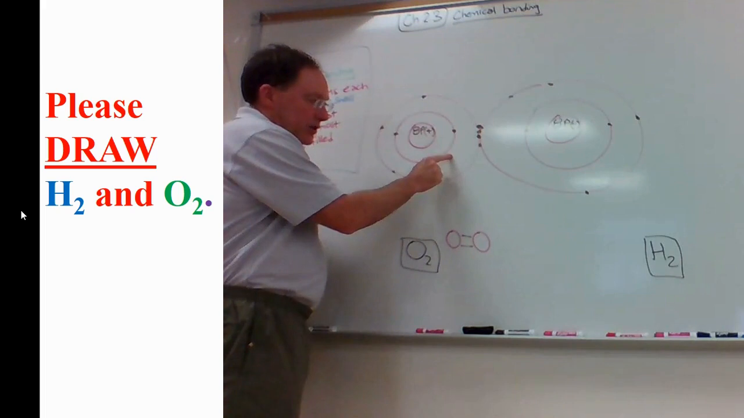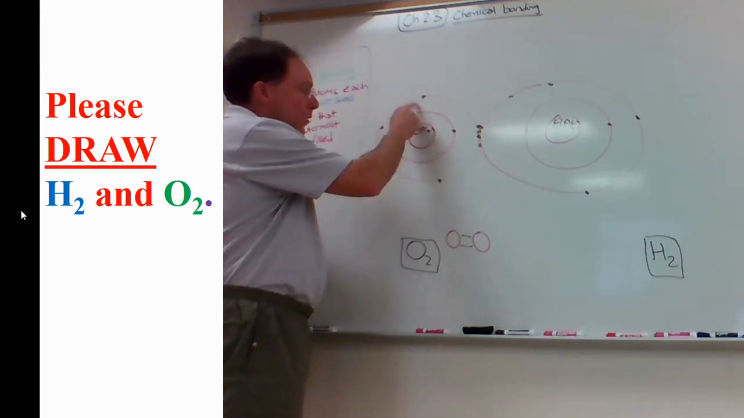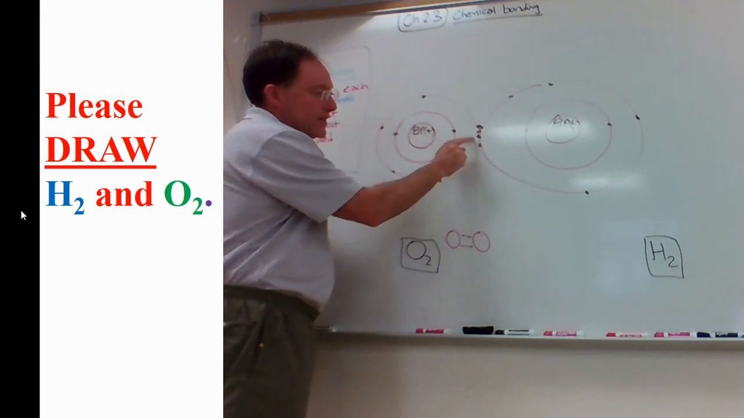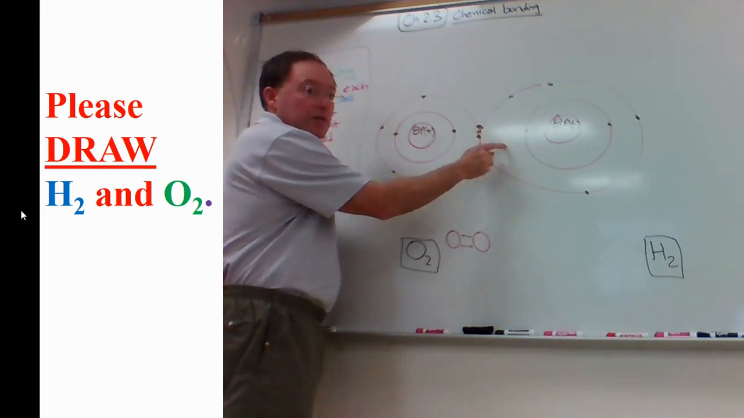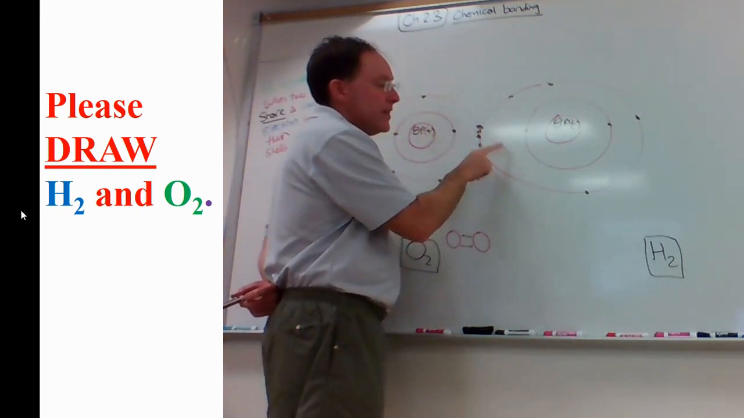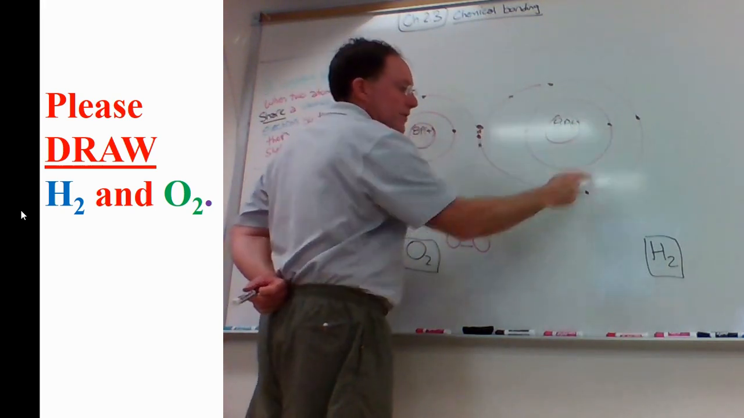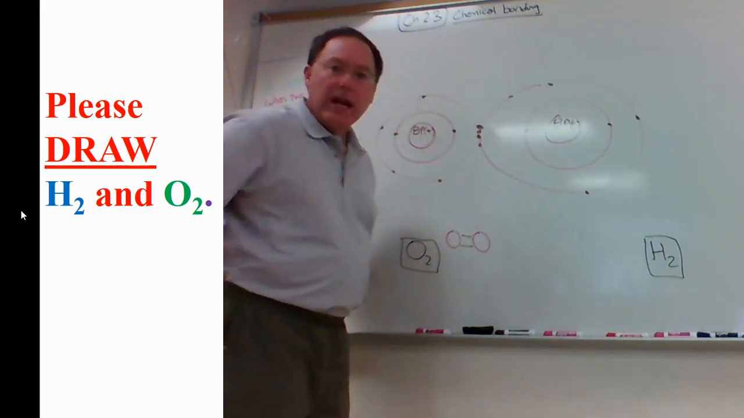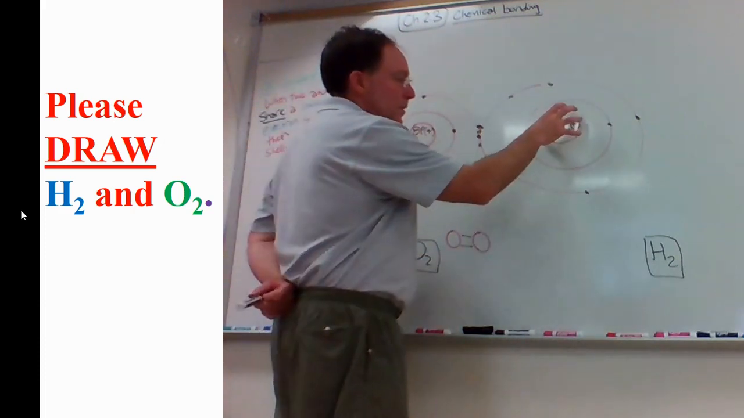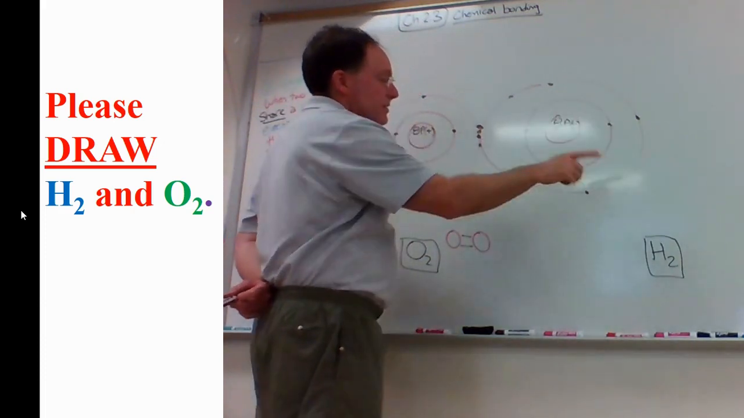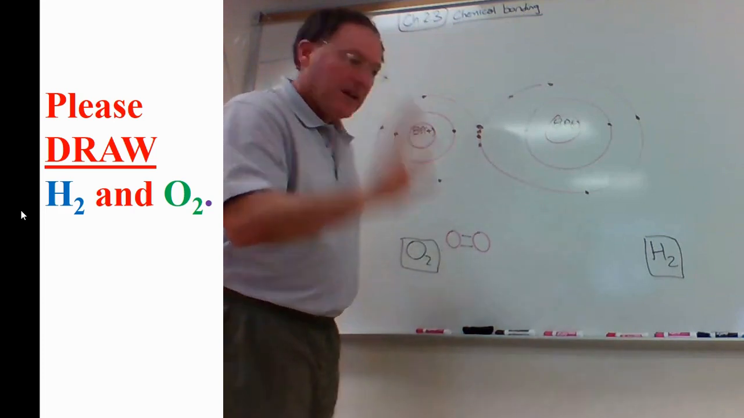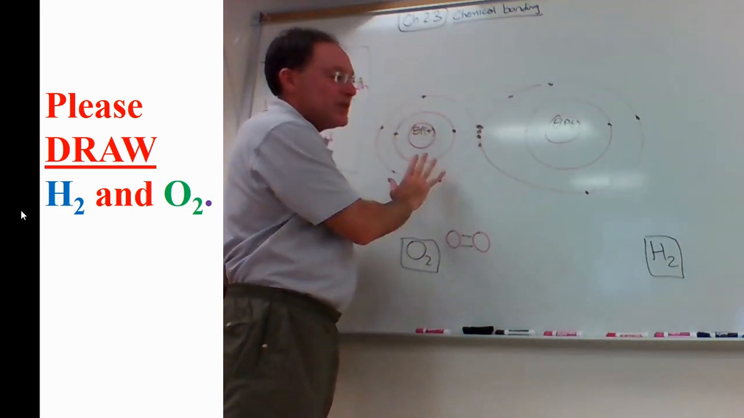in this oxygen atom, 1, 2, 3, 4, 5, 6, 7, 8. Let's count the outermost number of electrons in this valence shell of this atom. 1, 2, 3, 4, 5, 6, 7, 8. Is everyone happy? There's 8 protons here. Anyway, the valence electron shells are full.